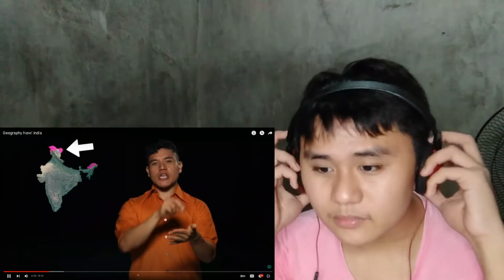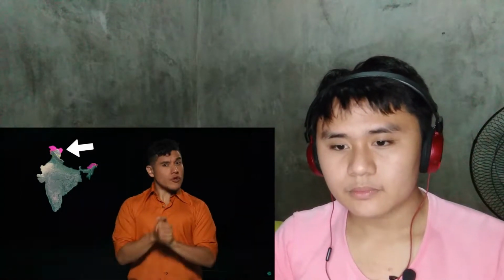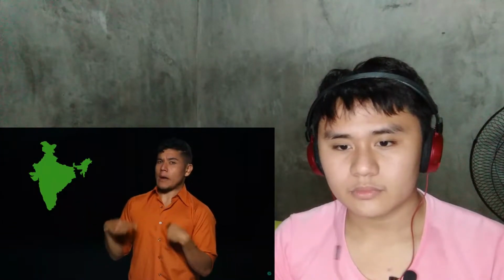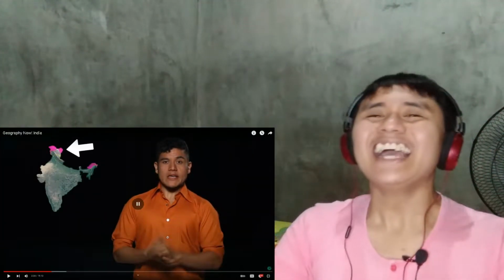When you try to draw the shape of India, you might want to be careful which depiction you use. Some might use this picture, some might use this, some might use this, and those that don't really study very well might use this.